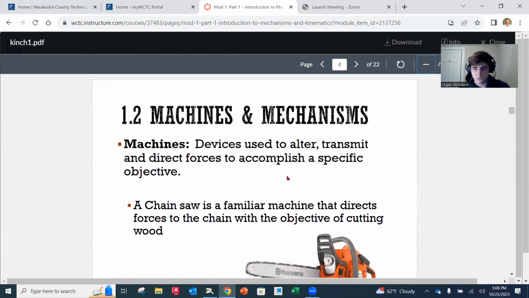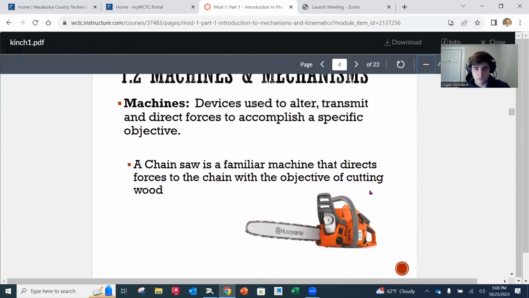So we're going to keep things at a fundamental level. Machines are devices that are used to alter, transmit, and direct forces to accomplish a specific objective. Like a chainsaw, for instance, is a machine that directs the forces to the chain so that cutting can occur. And everything starts with the gasoline engine that is on there that's going to actually generate the power, the torque, the rotational speed, but then it's transmitted to the chain on that bar to actually do the cutting.